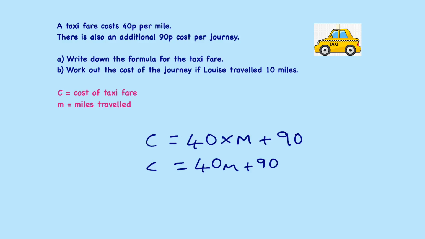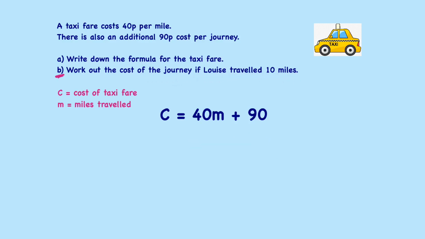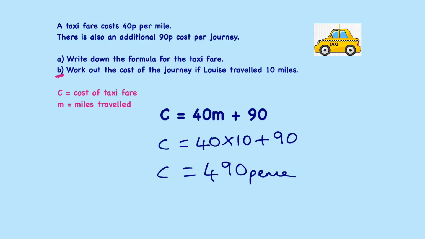Now in this question it did ask us to write down the formula, which we've done, and then it asked us to work out the cost of the journey if Louise travelled 10 miles. So let's do that now. So we're doing part B, so we substitute the value 10 into my formula. So that's 40 times 10 and plus our 90, and then that will give us 490 pence.